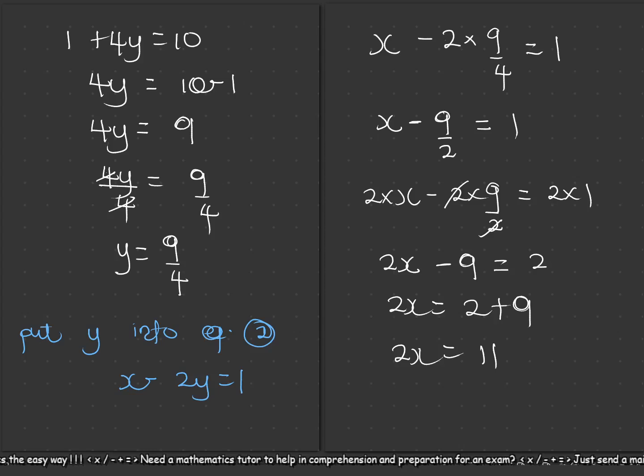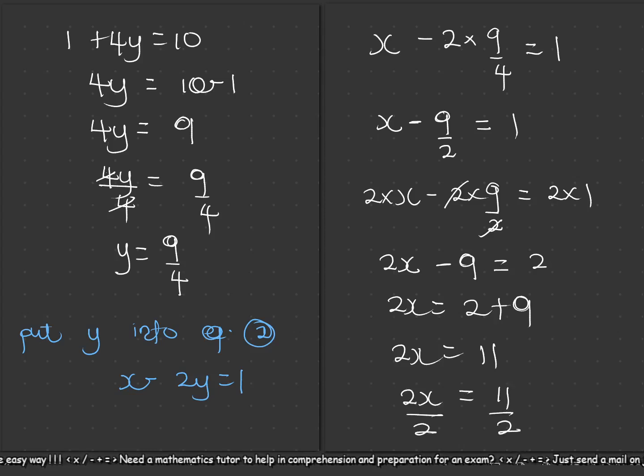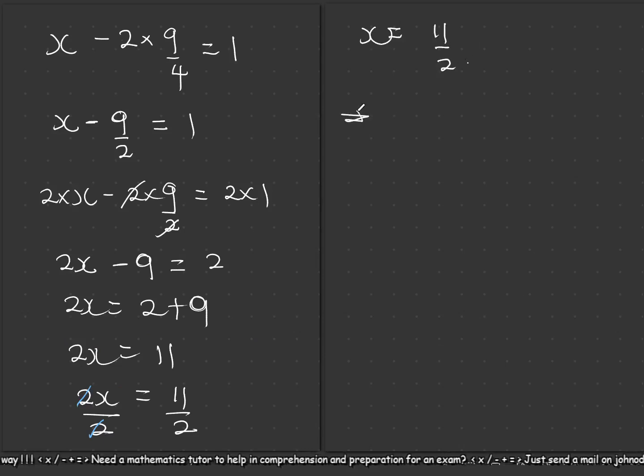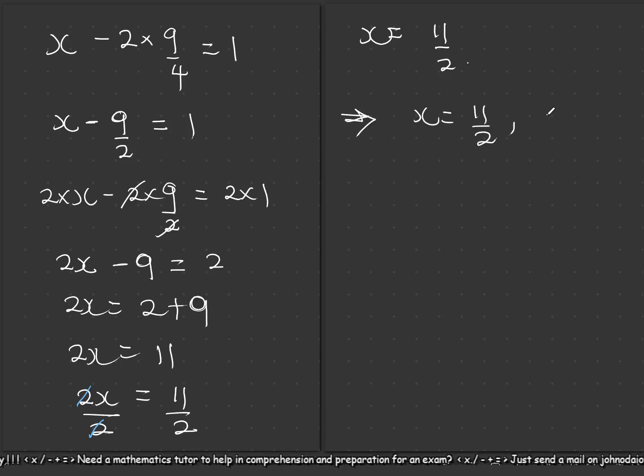Hence, making x the subject, we are going to divide both sides by 2, so that at the end of the day, this 2 cancels out this 2. And then we can conclude that our x is equal to 11 over 2. So this implies that our x is equal to 11 over 2, whereas our y is equal to 9 over 4, right? So this is an approach of substitution to solve a simultaneous equation.